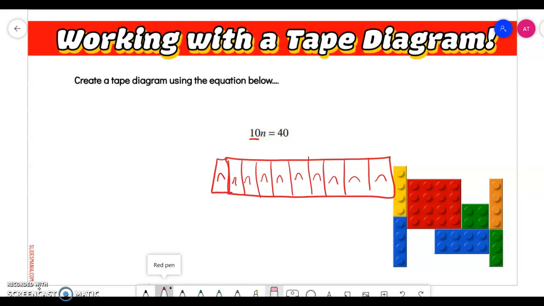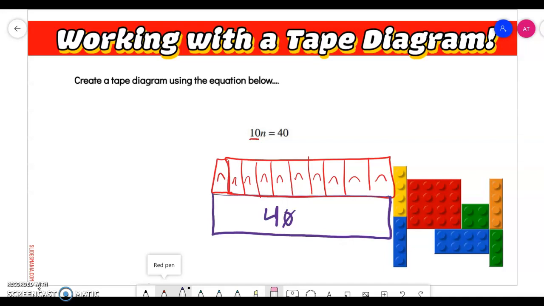That is what this red part says. Equals, I have 40. So I know the amount is 40. So I'm going to draw a line from corner to corner and write 40. This says that 10 n's equals my amount of 40.